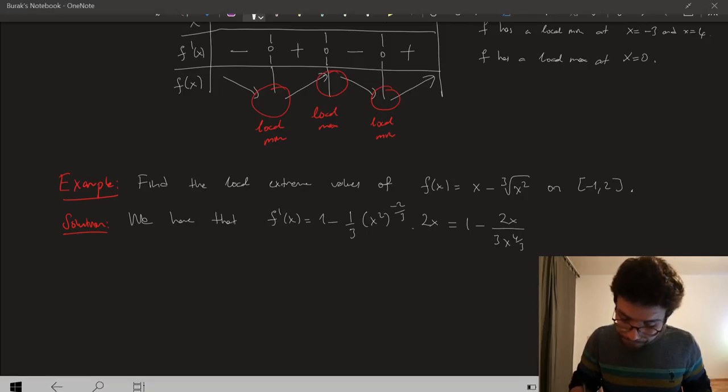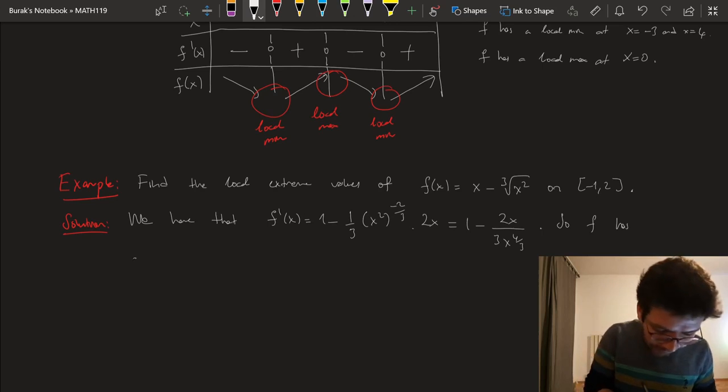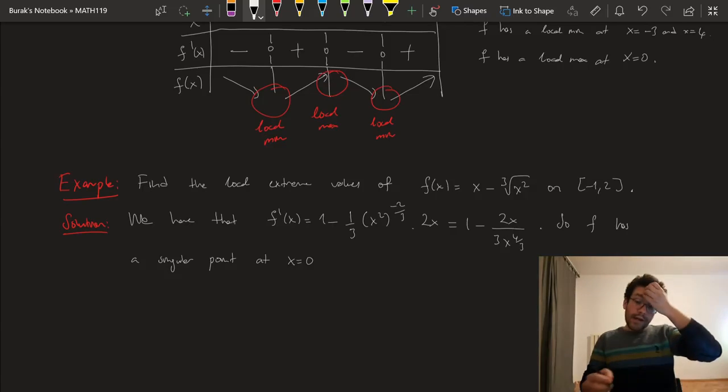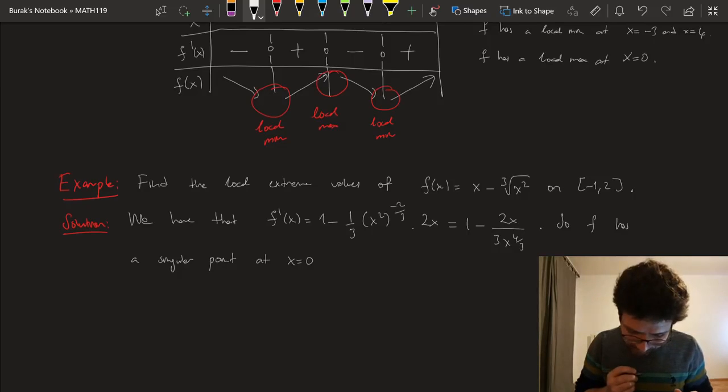Now, this is the derivative, so f has a singular point at x equals 0. As you can see, you can't plug in 0 because it makes this undefined. Even though 0 is in the domain of this function, it makes the derivative undefined. And if you write down the limit definition of a derivative and check what f prime of 0 is, you'll see that it doesn't exist.